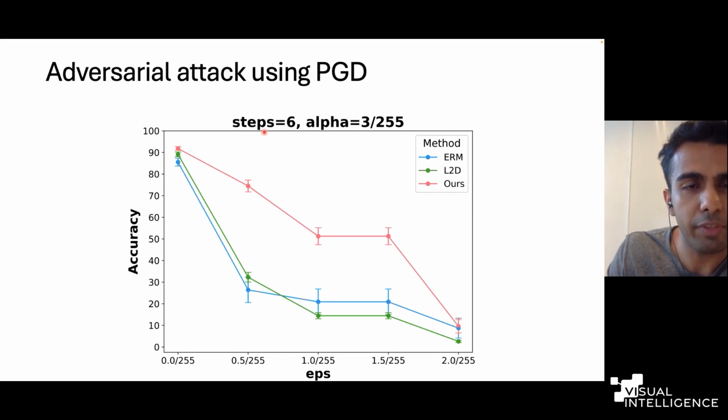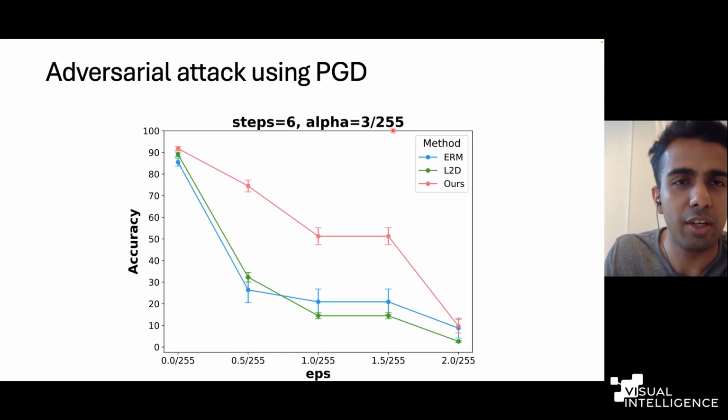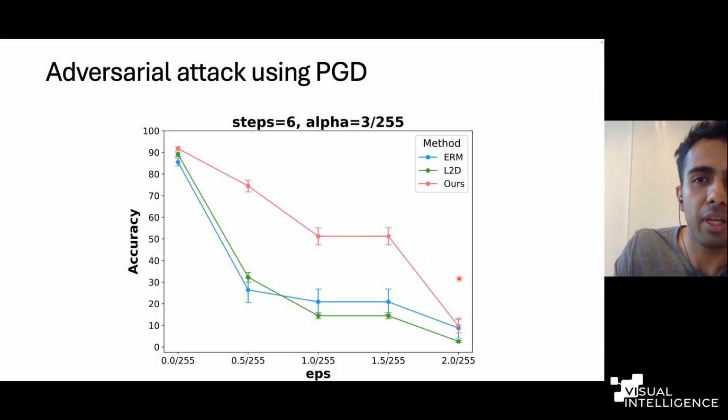We are using 6 steps, which means that we do the backpropagation step 6 times, and then the alpha, the step size, is 3 out of 255. So people choose 255 because it's the pixel range that you have. This is the typical way to pick alpha and also EPS. These are the parameters specific to PGD. For our method, you can clearly see that it's more robust. Of course, if you increase the EPS too much, all the accuracies do go down to about 10%.